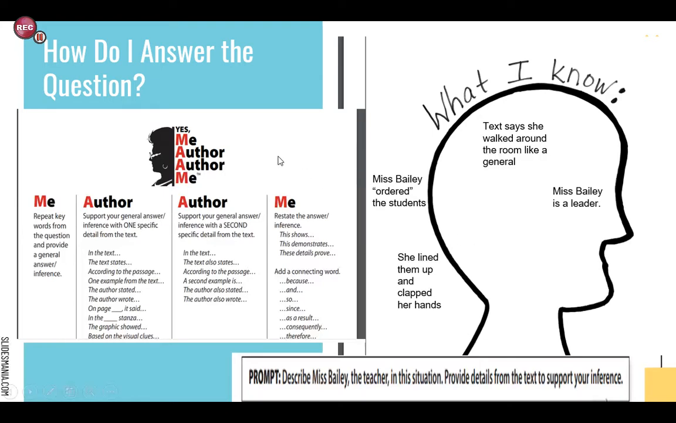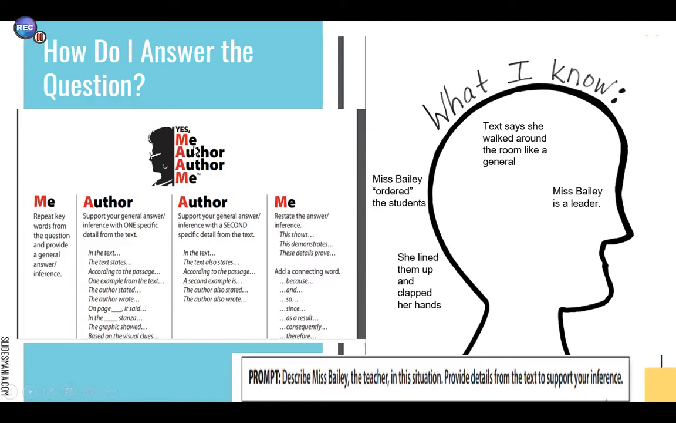Well, we're going to use this strategy called the yes ma'am strategy. This is an acronym. The M in ma'am stands for me. The A stands for author. The other A stands for author, and the final M stands for me again. This is a pretty simple strategy. It's not too far off from the RACE strategy that you've been using, and I think that you'll see that it coincides pretty well. This is just another way to help you respond using text evidence.